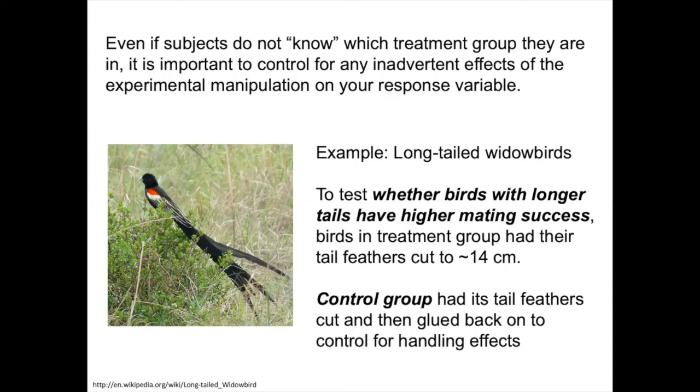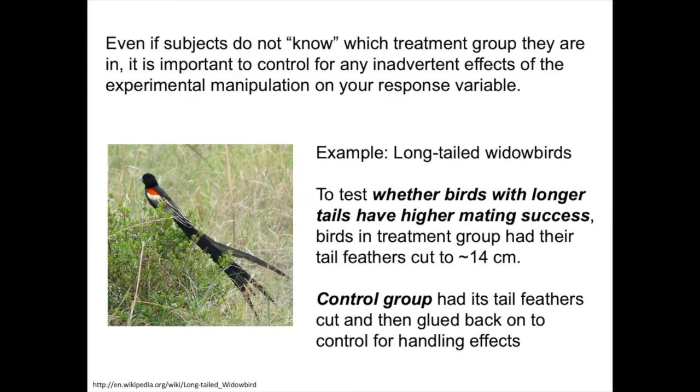Now, this changed the length of their tail, but it also included a physical manipulation of the birds themselves. And as a result, the experimenters were careful to include in their control group birds that had their tail feathers cut, but then glued back on to control for any influence that the cutting or handling might have had on the birds. As a result, the only difference then between the experimental birds and the control birds was that the experimental birds had shorter tail feathers than the controls.